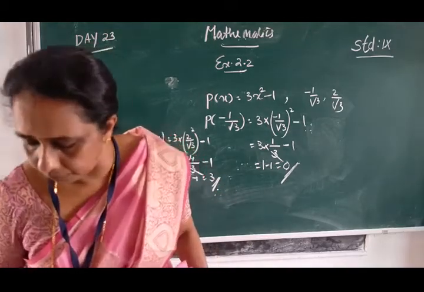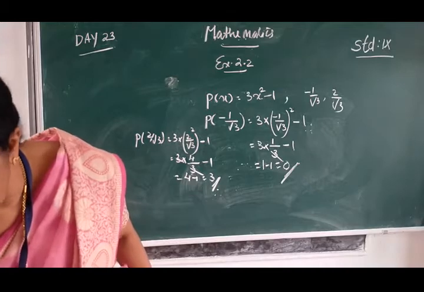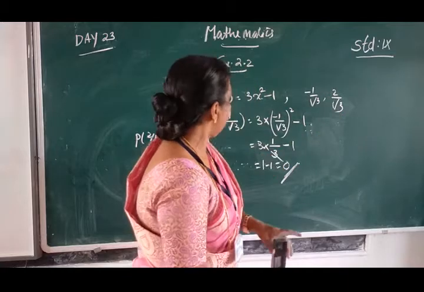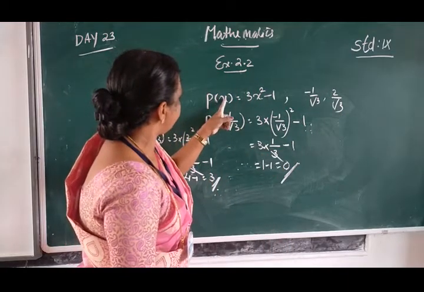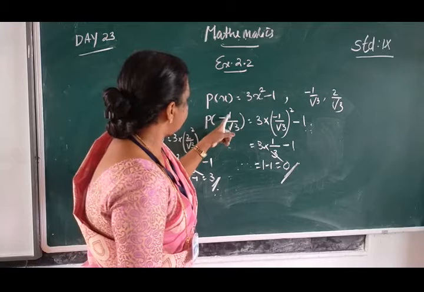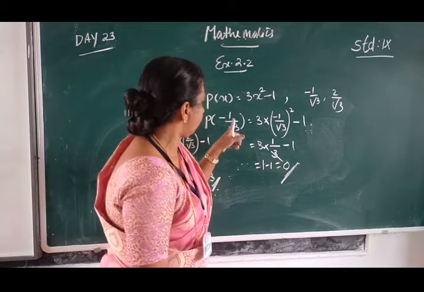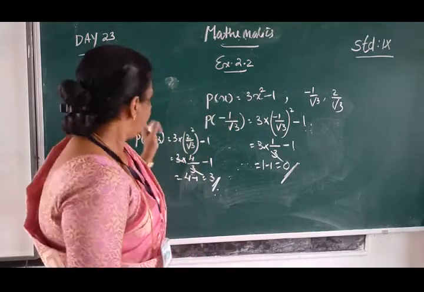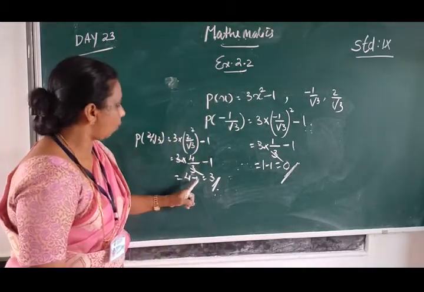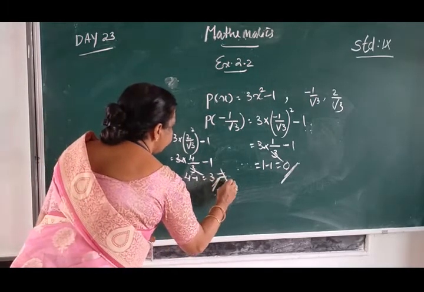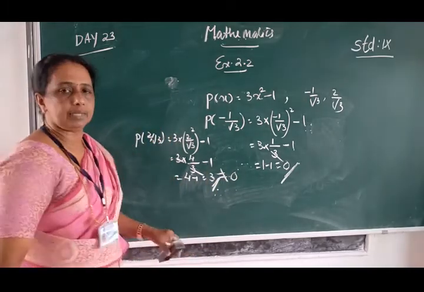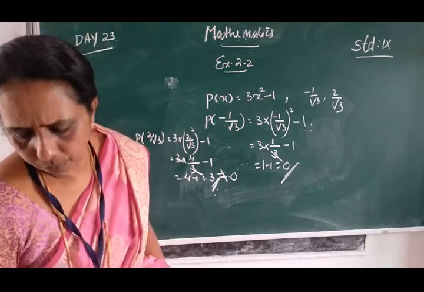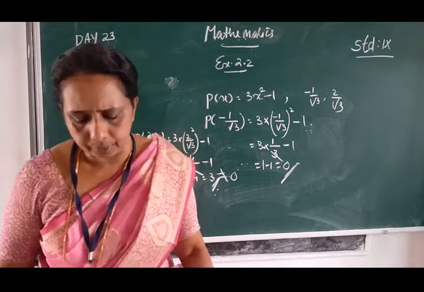Here two values are given, that is minus 1 by root 3 and 2 by root 3. Put minus 1 by root 3 in the place of x, we get that is equal to 0. Therefore, minus 1 by root 3 is a zero of the given polynomial. Here we put 2 by root 3, that is not equal to 0. We get 3. Therefore, 2 by root 3 is not a zero of the given polynomial. Okay. So one more problem you will do as homework. That is the last, 8th problem.